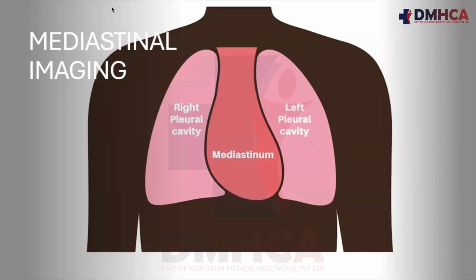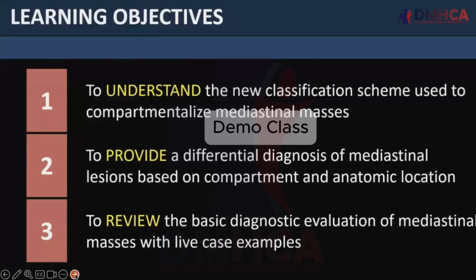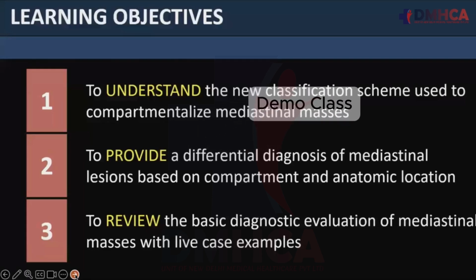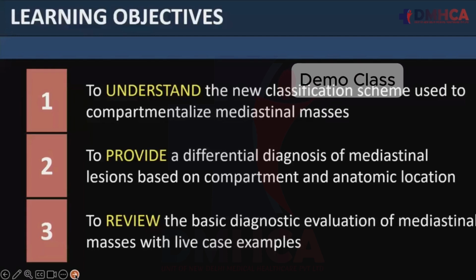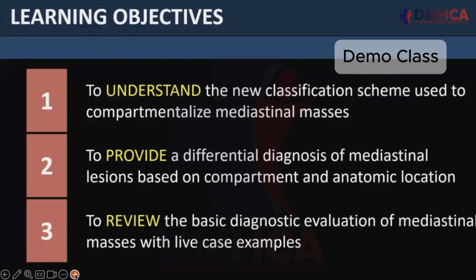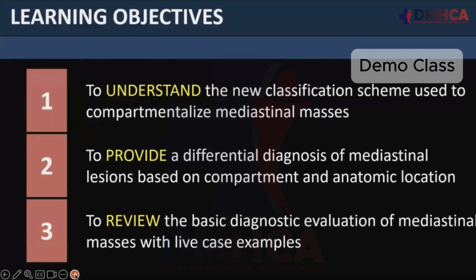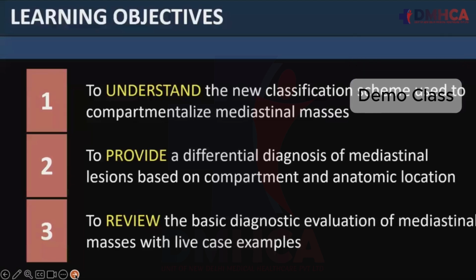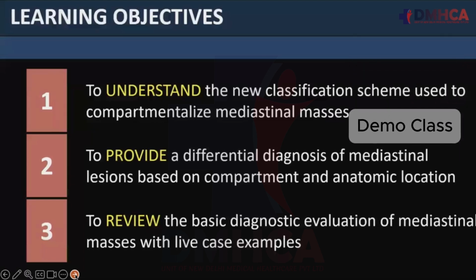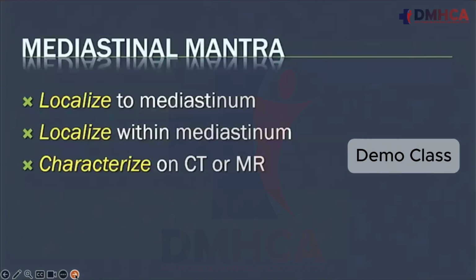Okay, today we will talk about mediastinal imaging. The mediastinum is basically the part between the two lungs. The cavity between the two lungs is called the mediastinum. The learning objectives are to understand the new classification scheme used to compartmentalize mediastinal masses, to provide the differential diagnosis of mediastinal lesions, and to review the basic diagnostic evaluation of mediastinal masses with some case examples.